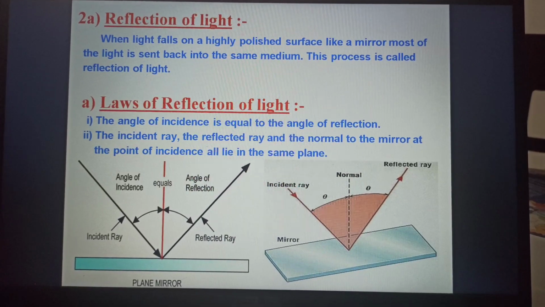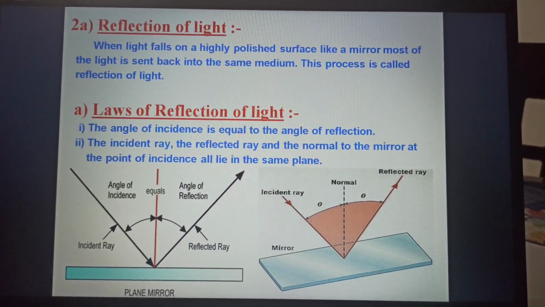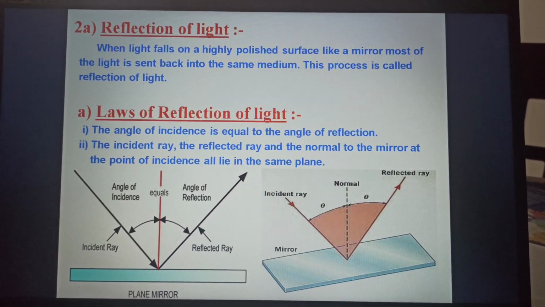I hope you are clear with the concept: what is light, what is reflection of light, and what are the laws of reflection.